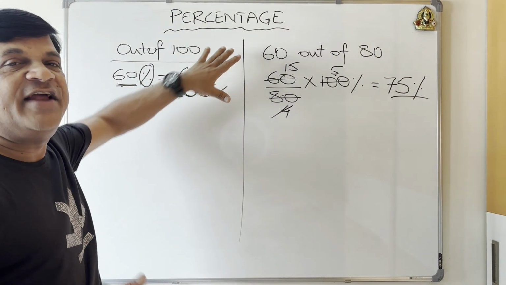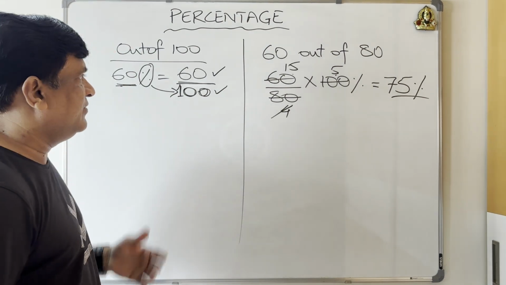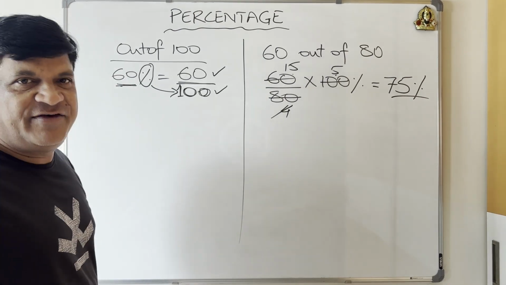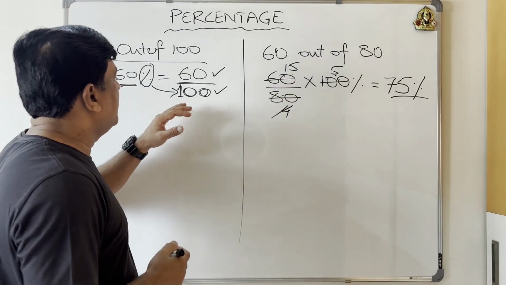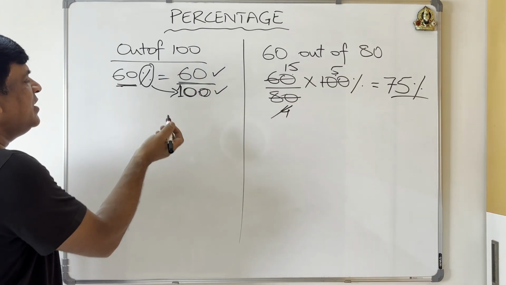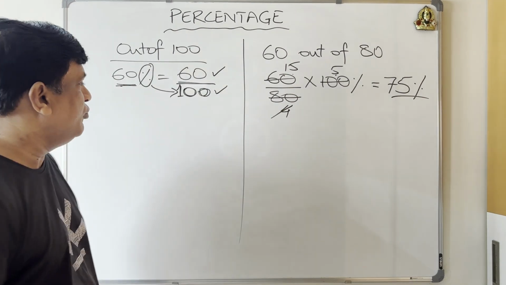Now there might be a lot of problems related to percentage, because this chapter, if I remember correctly, gets started from class 5 onwards and keeps going for different classes. You keep using this till class 10, class 11, class 12. Now, they might ask you to convert a percentage into a decimal. How do you do that?